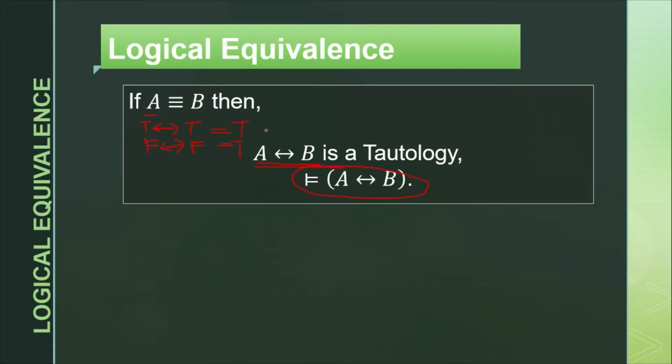Now, for any combinations of the propositional variables inside A, and the same combination of the propositional variables inside B, they should be equal. If they are equal, then it is a tautology. That is the concept of logical equivalence. They are equivalent, and at the same time their bi-implication is a tautology.